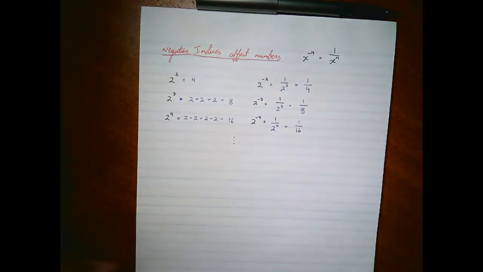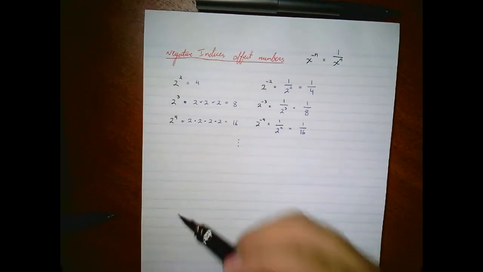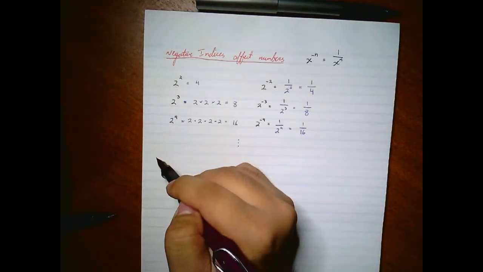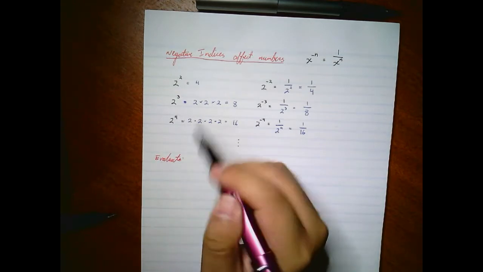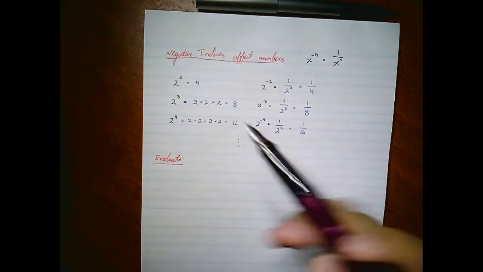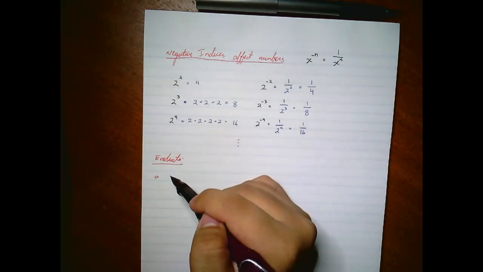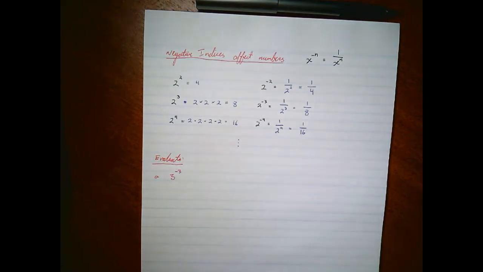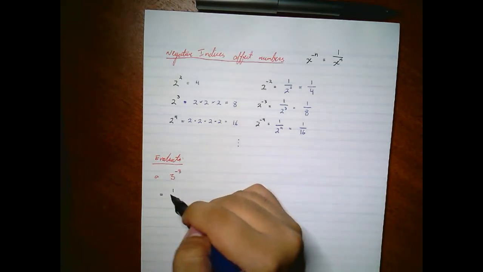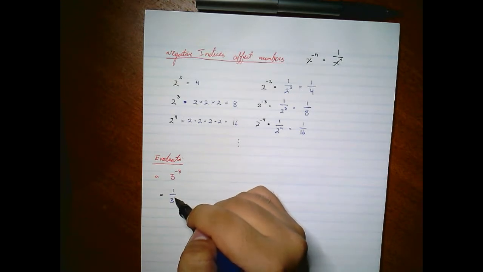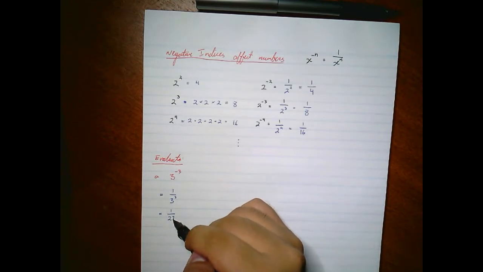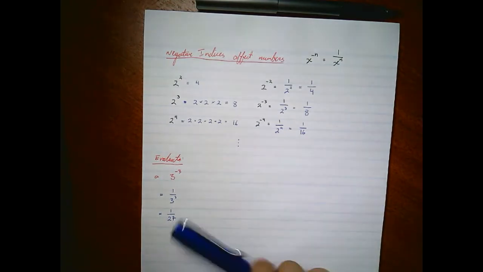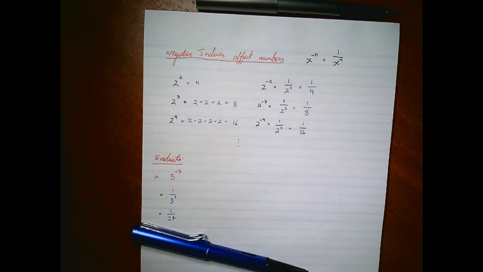So let's just take a few examples here now. Evaluate the following. If they ask 3 to the power of negative 3, well, that's equal to 1 over 3 to the power of 3, which is 1 over 27. And in case you don't know your powers, that's fine. All you're going to have to use is your calculator.